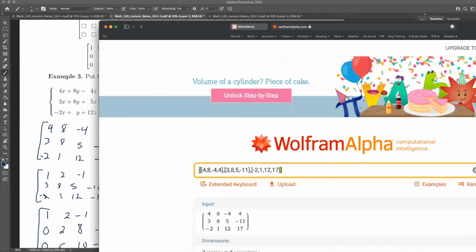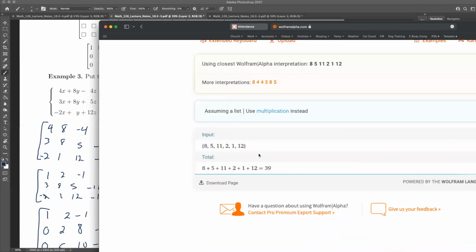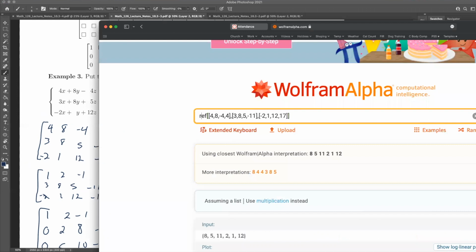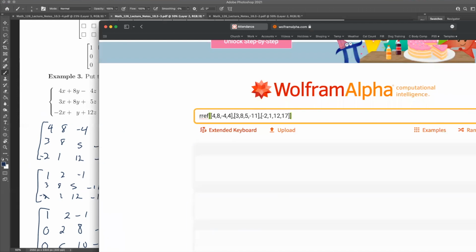Okay. Now if we type in REF, that'll put it into row echelon form. Give it a second. It's still thinking about it. It is not doing what I told it to do. Fine. If you type in RREF, this should work. It should put it in reduced row echelon form. Woo!